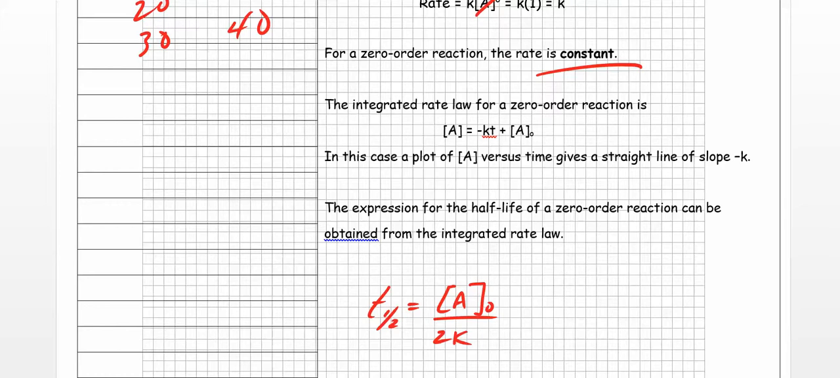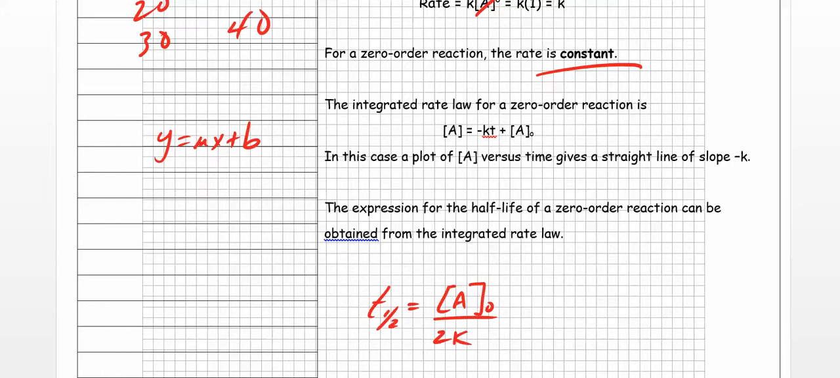Now you're probably thinking right now, wait a minute, that looks very familiar. That looks like the formula for a straight line. Y equals mx plus b, where b is the y-intercept and m is the slope. And you'd be right, right? You'd be absolutely right. So here's the bottom line.